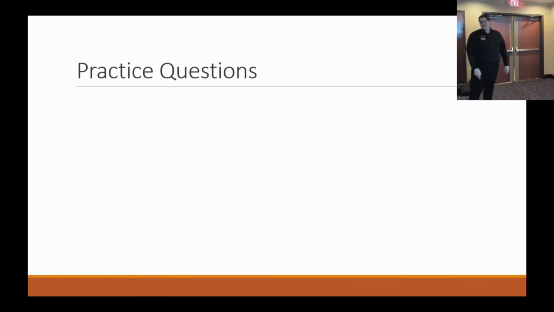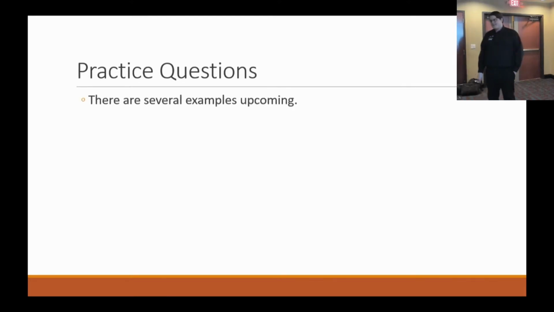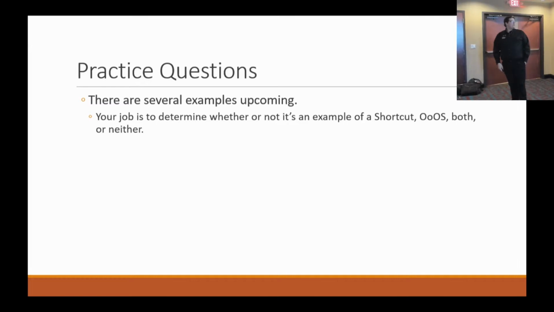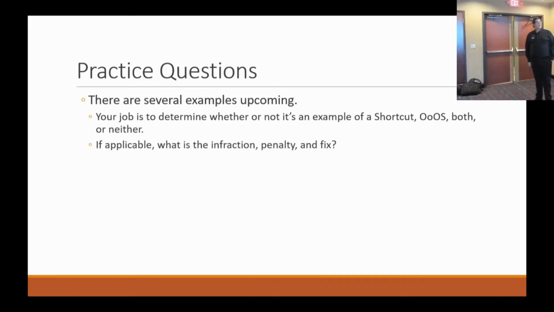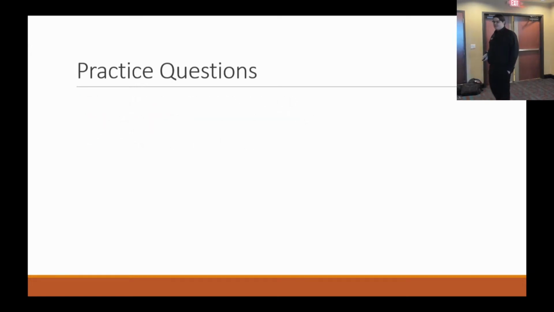All right, so going on to the practice questions. There are several examples upcoming. I believe I have 5 or 6. Your job is to determine whether or not it's an example of a shortcut, out-of-order sequencing, both, or neither. You're also going to apply infractions, penalties, and fixes as needed. So, we'll start with our first question.